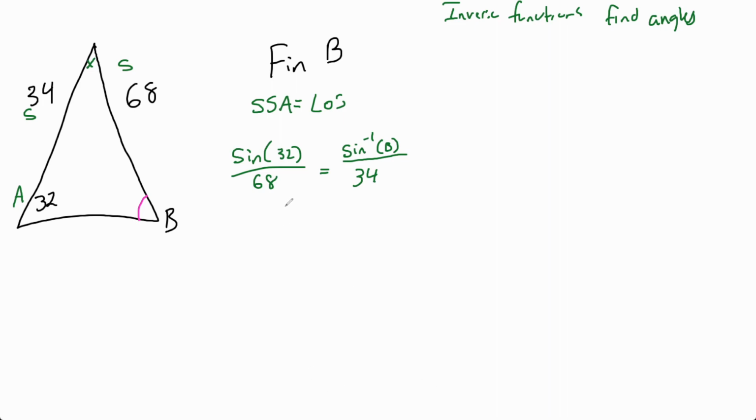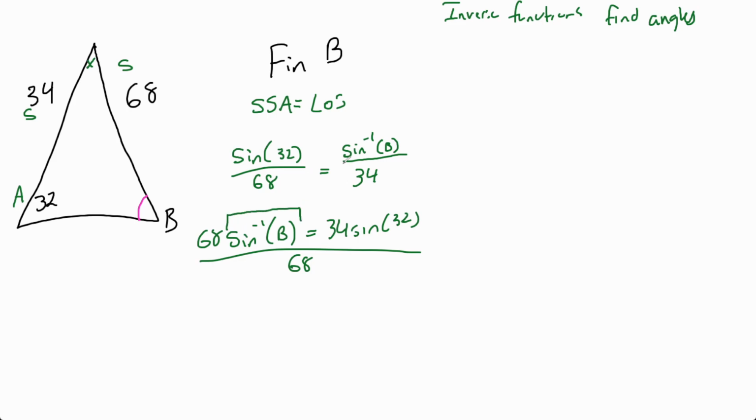But we're still going to do the problem exactly the same way. We're going to cross multiply. We're going to have inverse sine of B times 68 is equal to 34 sine 32. Go ahead and divide by 68 to isolate my variable B, which is part of the sine function. Just like all the other problems, I can't just divide by sine. I can't just divide by B. Sine inverse of B is the angle's measure. This is going to leave me with inverse sine of B is equal to 34 sine 32 over 68.